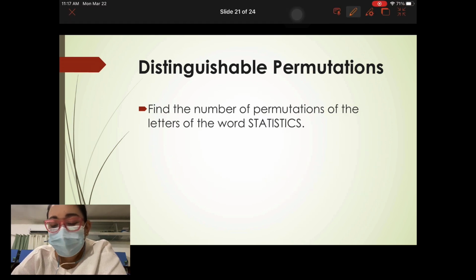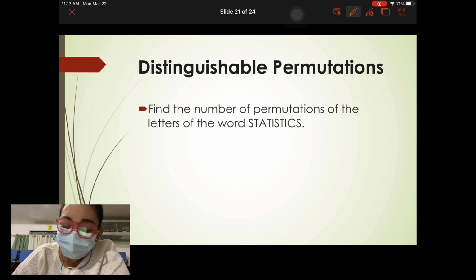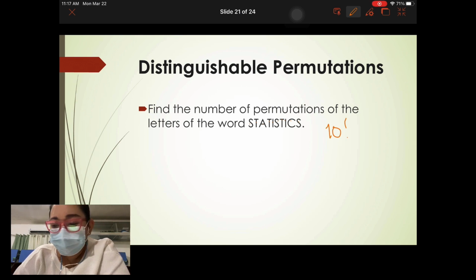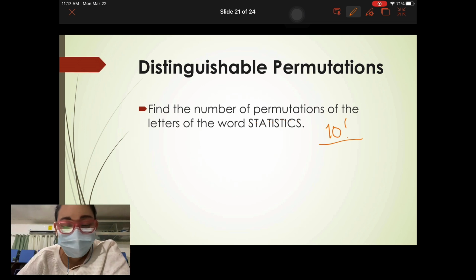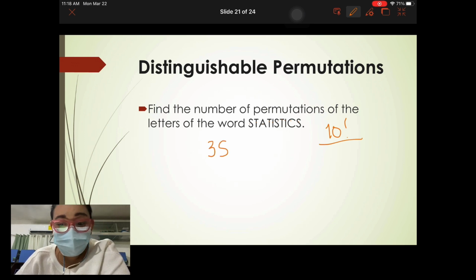Okay? So, let's apply it to another situation. Paano naman kung we are looking for the permutations in the word "statistics"? Okay? So, syempre, kailangan unahin muna natin. Ilan yan? 1, 2, 3, 4, 5, 6, 7, 8, 9, 10. 10 letters. Taken 10 at a time. However, may mga naulit tayo, di ba? Ano yung mga naulit natin? So, S. We have 3 S's. T. We have 3 T's.